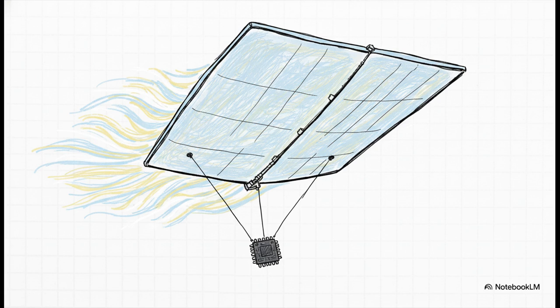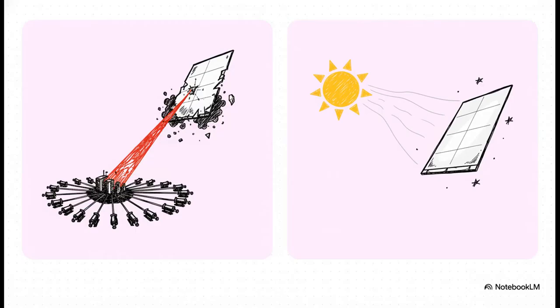But today, advances in materials science give us nanometer-thick photonic crystal materials. We're talking about gram-scale microprobes riding on highly reflective sails that could theoretically hit 20% the speed of light. But how do we actually push them?